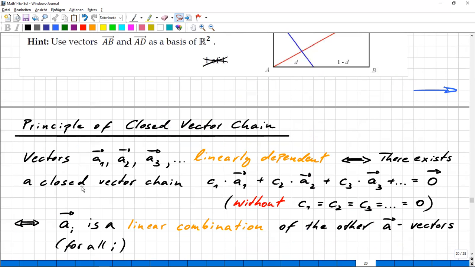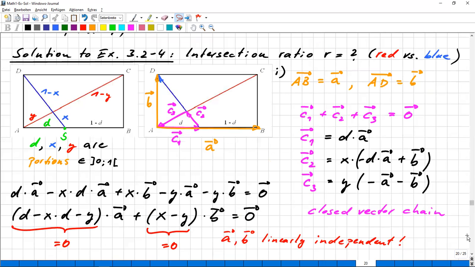So we have a visible closed vector chain. I hope it doesn't embarrass you that I use the C symbol now for these vectors and not for the scaling factors. In our example now, this is 1 times C1 plus 1 times C2 plus 1 times C3 equals the zero vector, and not even one of these scaling factors is equal to 0. They are all equal to 1. So it's also a proof that they are linearly dependent. But this is obvious. So we just started.